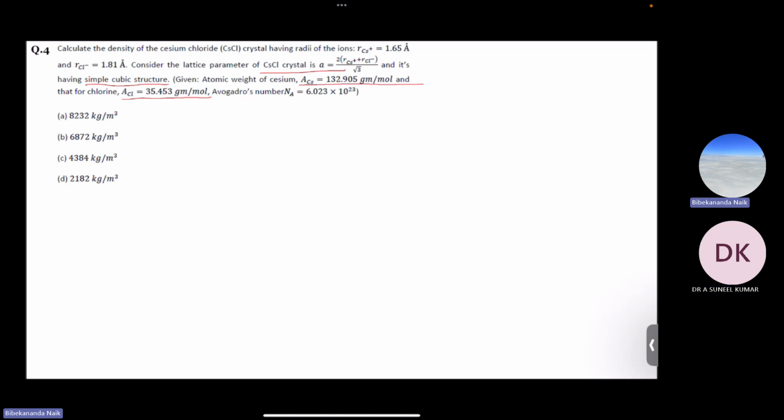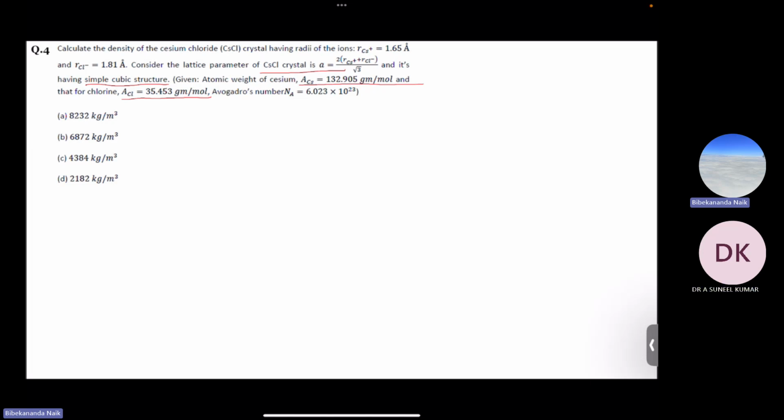8,232 kg per meter cube, 6,872, 4,384, or 2,182. So these are the 4 options, and we need to find the density of cesium chloride. We will use the same formula again, but here we will take a few things that are different from the previous questions.